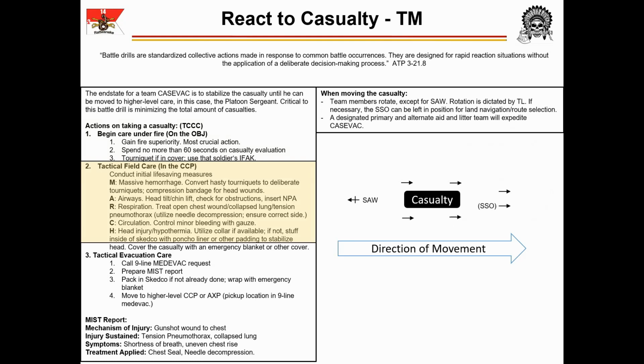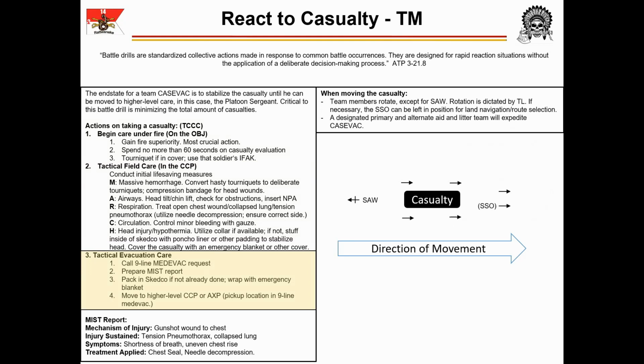The C stands for circulation. Resuscitate with hypovolemic fluid if available using IV access. The team or platoon medic will understand this in detail, but in layman's terms, you're using an IV to maintain the casualty's blood pressure. Finally, the H stands for head injury and hypothermia. Check the casualty to see if they are alert, verbal, in pain, or unresponsive, and document your findings. Cover the casualty using a body bag, sleeping bag, or emergency blanket for warmth.